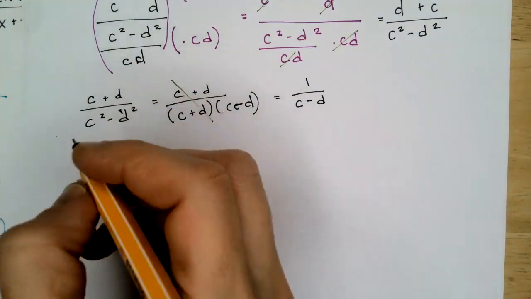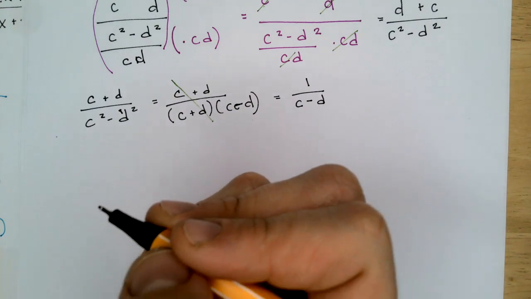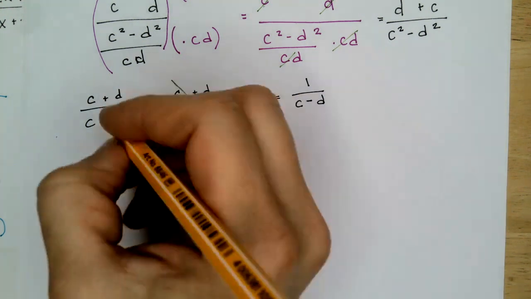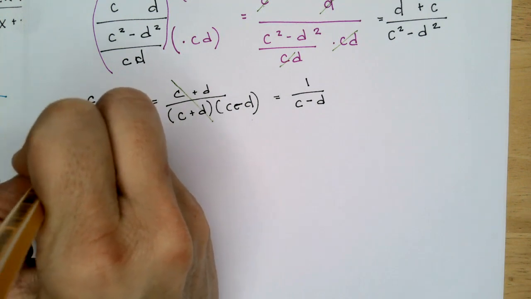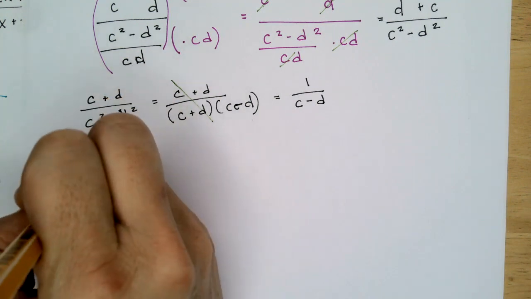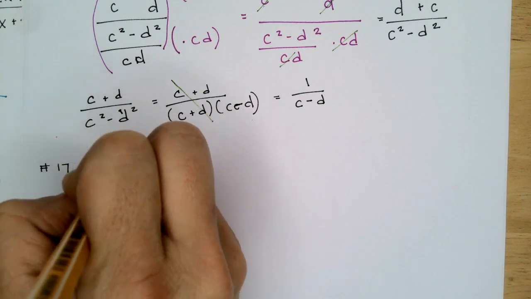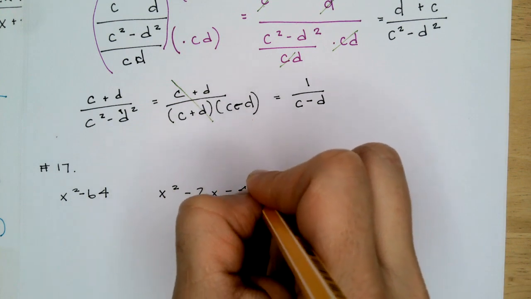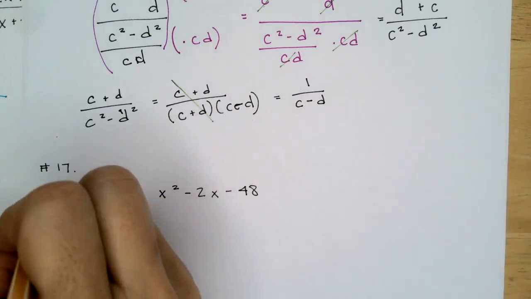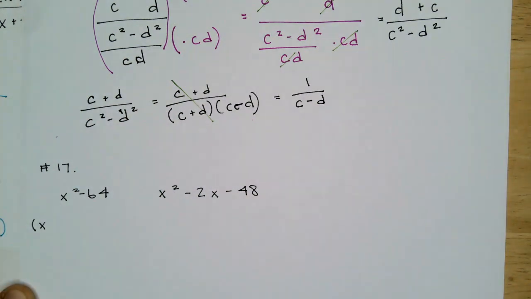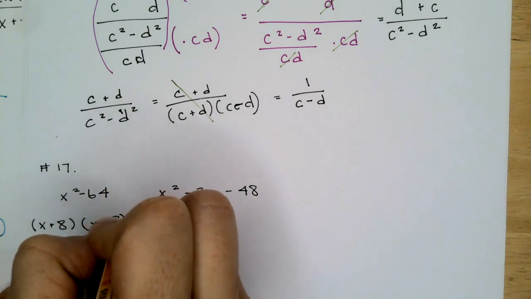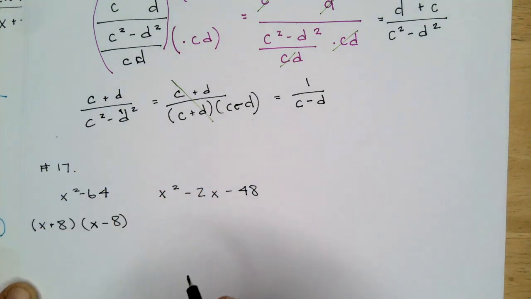All right, number 17. We're now on 17, 18, 19, and 20. We're finding the least common multiple of the polynomials. So for 17, we have x squared minus 64 and x squared minus 2x minus 48. So x squared minus 64, what's the square root of 64? 8. So x plus 8, x minus 8. Those are the two factors of x squared minus 64.